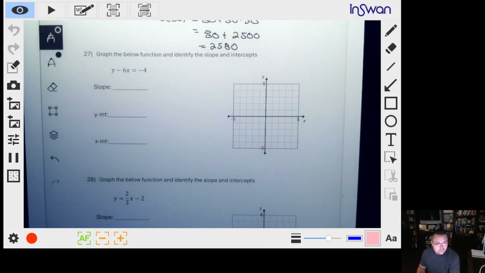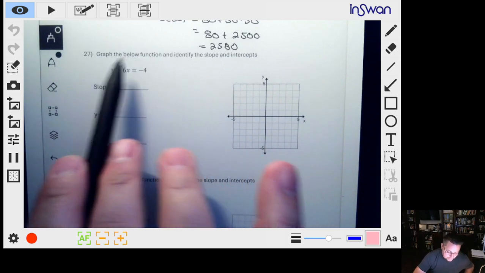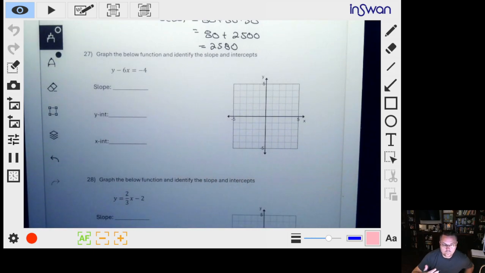For problem 27, we're just asked to take a linear equation and find the slope and the two intercepts, and then we're asked to graph it. Okay, so if you've got a linear equation, one form that's easy to put in is slope-intercept form. Slope-intercept form has just the y term by itself, which means that we have to take everything else and move it to the other side.